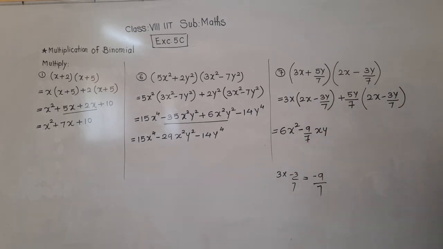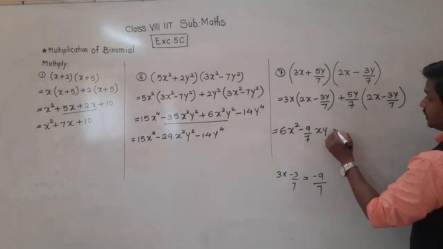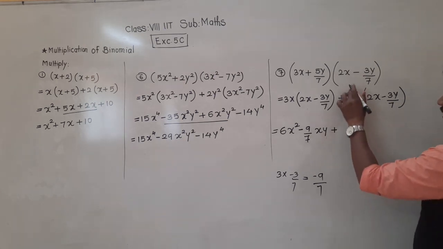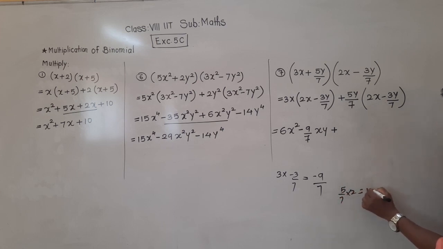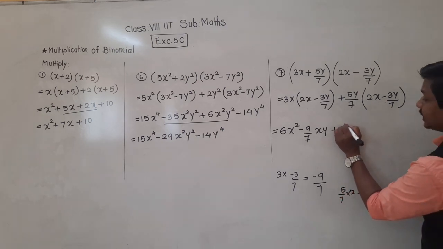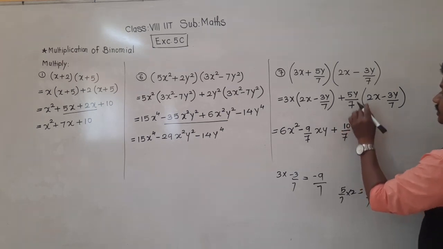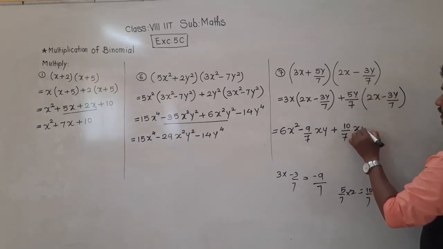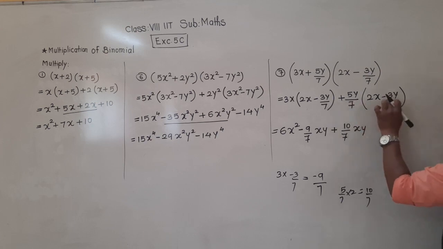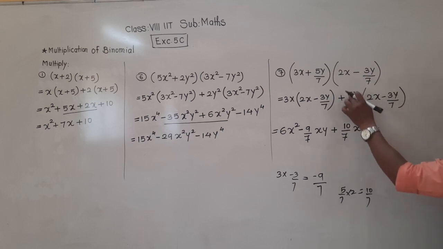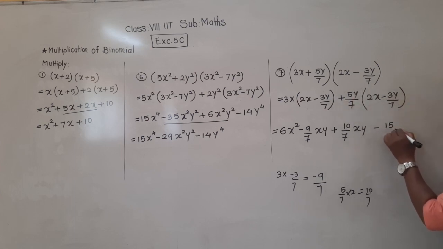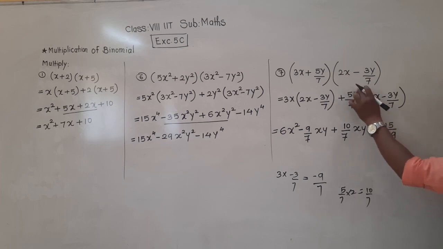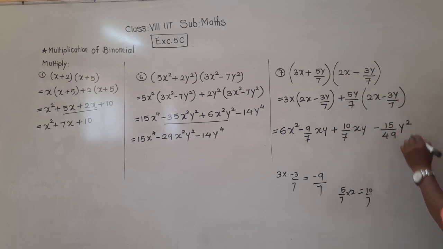Okay, come here in the second part. Plus 5 upon 7 into 2. Again see, 5 upon 7 into 2. 5 2s are 10 upon 7. 10 upon 7 y into x, xy. Plus minus minus 5 upon 7 into 3 upon 7. 5 3s are 15 upon 7 7s are 49. And y into y, y square. Okay.